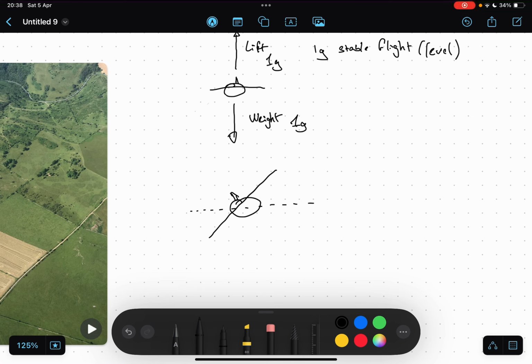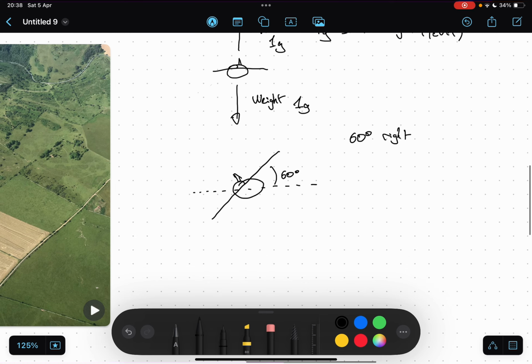And since this aeroplane is at 60 degrees banking to the right, this angle here is going to be 60 degrees, right? So what we're going to do is draw the forces again. So we have the weight still acting straight down as the earth is over here. However, now the lift is not going to be acting this way. It's going to be acting this way, right? Since the wings always produce lift this way, of course.